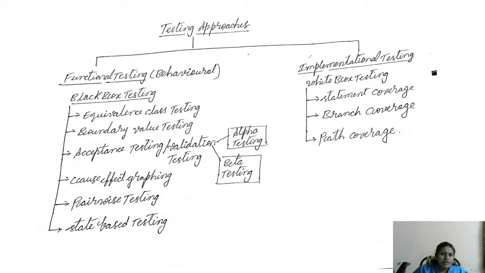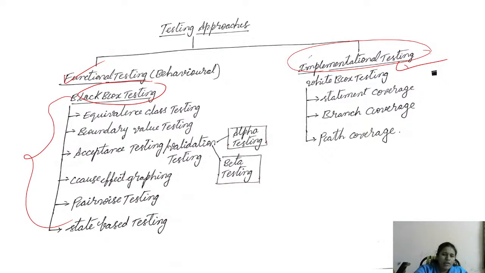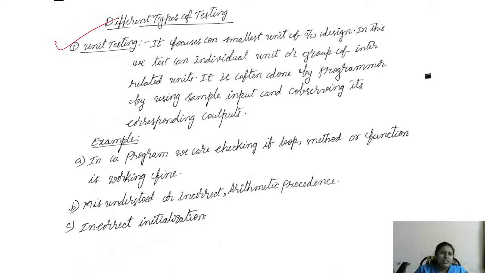We already saw these testing approaches. Functional testing means black box testing. Implementation testing is white box testing. We will discuss black box testing also. First, we will see what is unit testing.